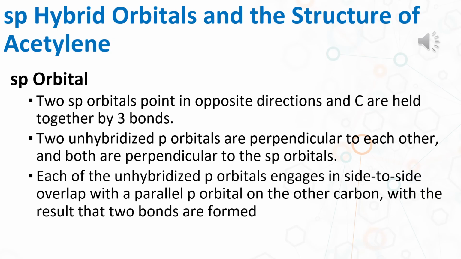And the remaining two unhybridized p orbitals on each carbon are perpendicular to each other and overlap side by side with the p orbitals of the other carbon, forming two pi bonds. Together, one sigma bond and two pi bonds create the carbon-to-carbon triple bond, which makes acetylene linear and rigid.